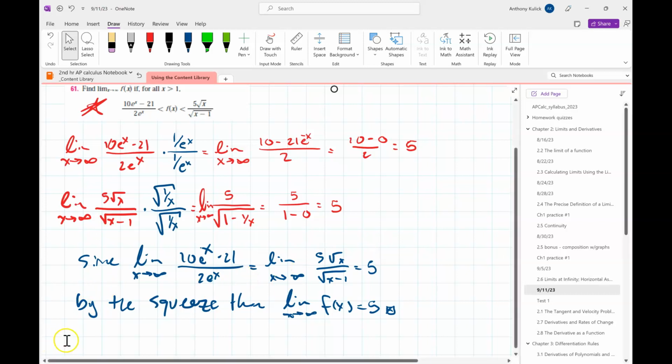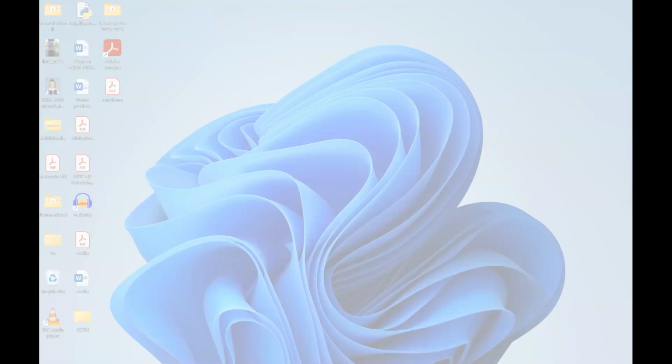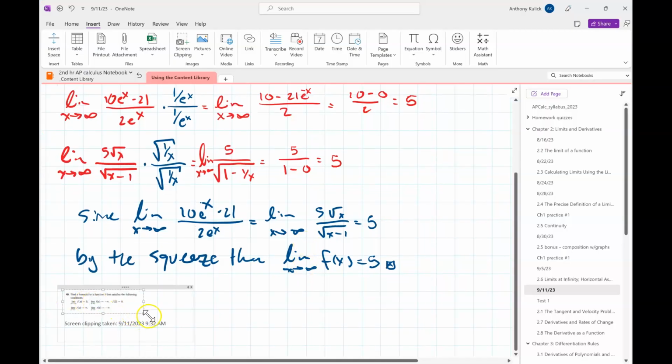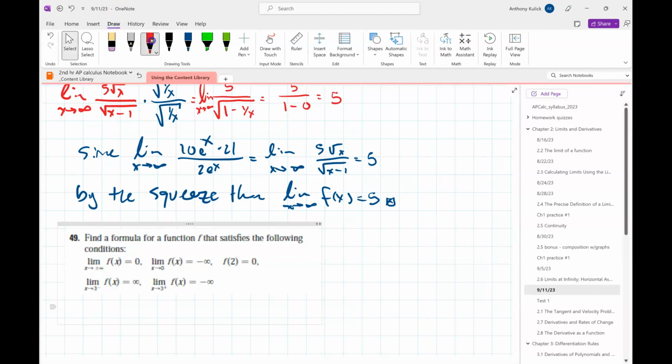49. All right. So it says, find the formula for a function f that satisfies the following. Okay. So this looks a little bit like a problem you would have gotten in your pre-calculus or algebra 2 class for building out a polynomial, right? So what is this telling us?